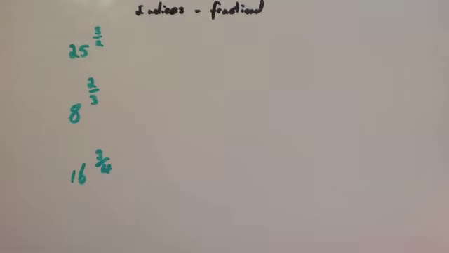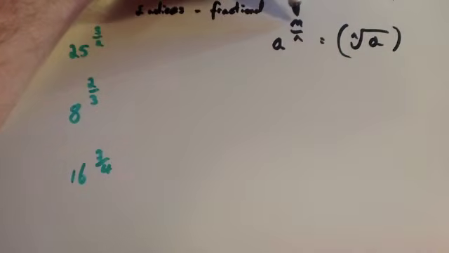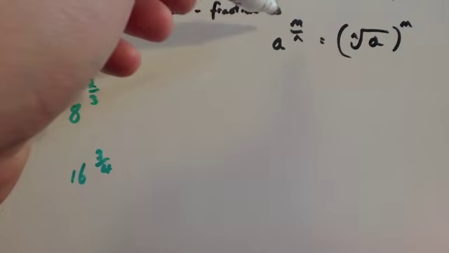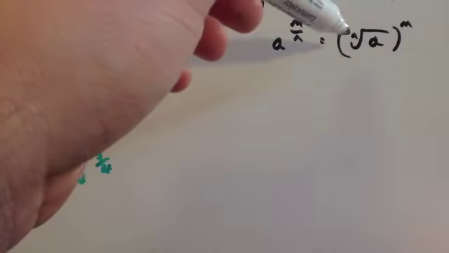Okay, let's look at now some indices that have got a value other than 1 on the numerator. So for instance, stuff like 25 to the 3 halves, 8 to the power of 2/3, 16 to the power of 3/4. So the rule is the following. If you've got a to the power of m over n, as before, you're going to take the nth root of a, but then since you've got the m, you're going to then do that to the power of m. So you do the nth root of a, and then you do that to the power of m.